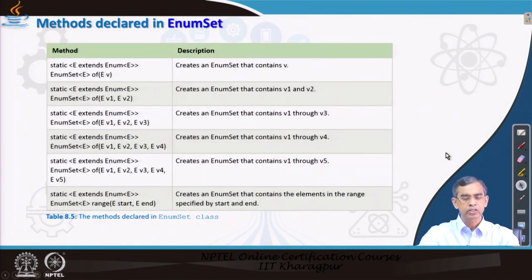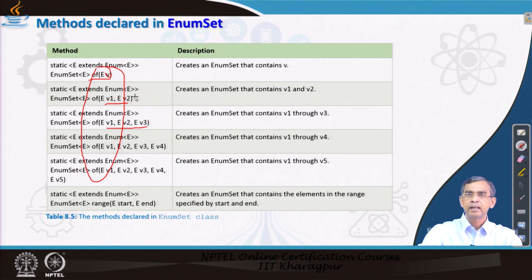It has a few other methods that are also declared, in addition to the methods that we have discussed, for example, of(E v). If a particular element V is there, it checks whether that element V is there or not. Now, if V1 and V2, two enum set elements, or V1, V2, V3, are there, it checks whether V1, V2, V3 are there or not. So there are different versions of the method, as we see, for a particular enum element, 2 elements, 3 elements, 4 elements, and a maximum of 5 elements it allows.